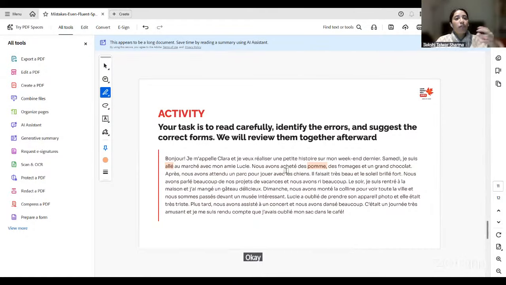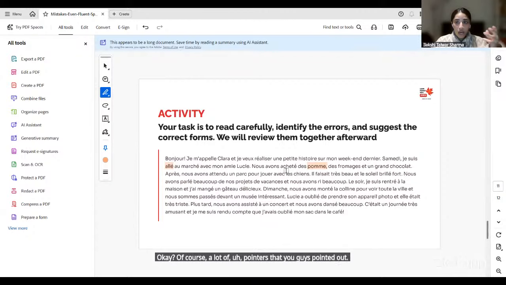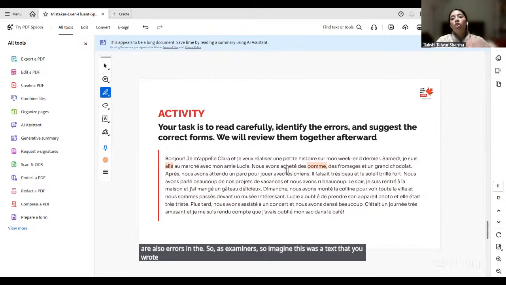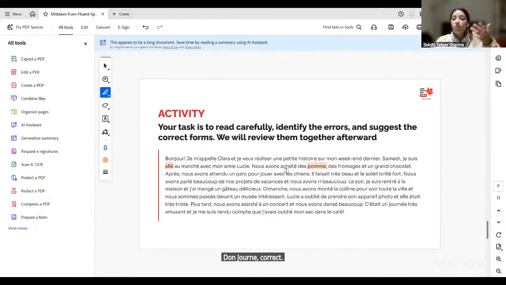Okay. Of course, a lot of pointers that you guys pointed out are also errors in the text. So as examiners, imagine this was the text that you wrote. You would still want to come back to it and read and try to find the errors that you saw today in your existing test. Une journée, correct. Ri beaucoup, correct. Whatever errors you guys are finding are excellent errors.